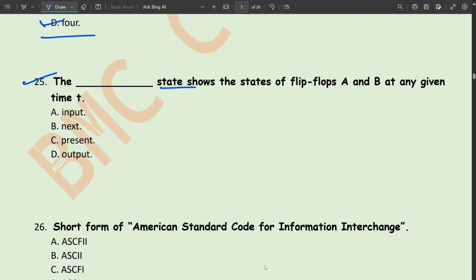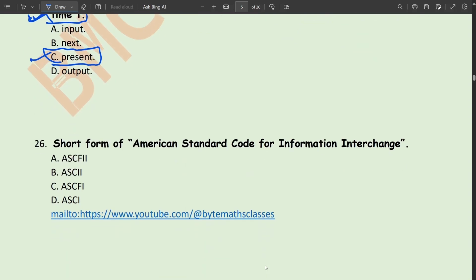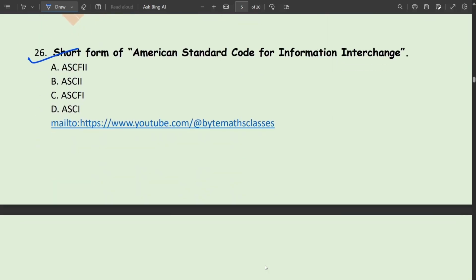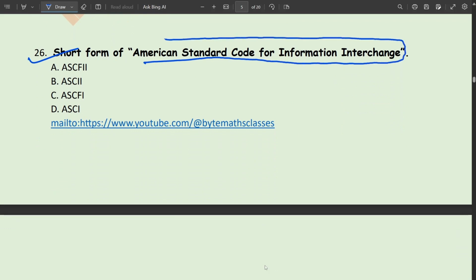The state shows the states of flip-flops A and B at any given time t. I told you, at time t, whenever you see it, the answer will be present. Option C is correct. Present. Next. Short form of American Standard Code for Information Interchange. So you can see this. Option number B is correct. ASCII.